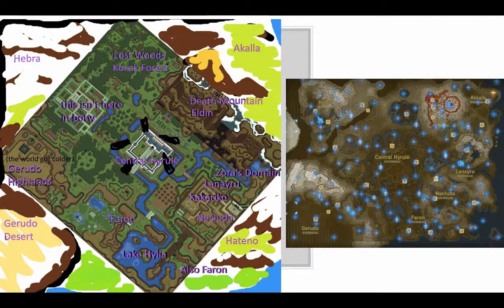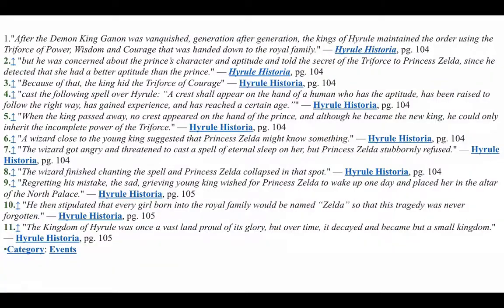And now to another reason from Hyrule Historia, page 104. Since in Breath of the Wild, in the king's diary, it says that it's a tradition to name every princess Zelda. And this is because in the Downfall timeline, this happened after the Demon King Ganon was vanquished.